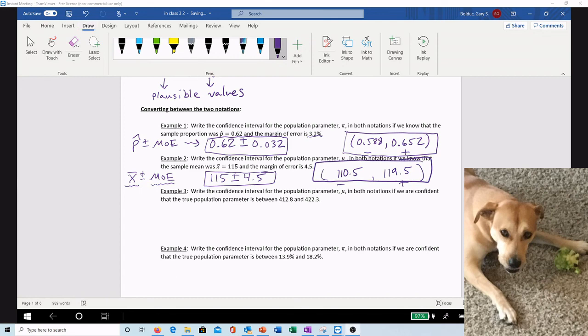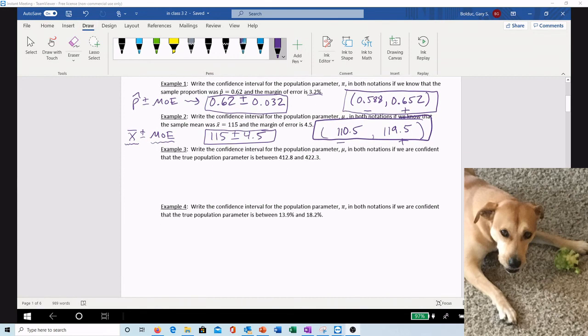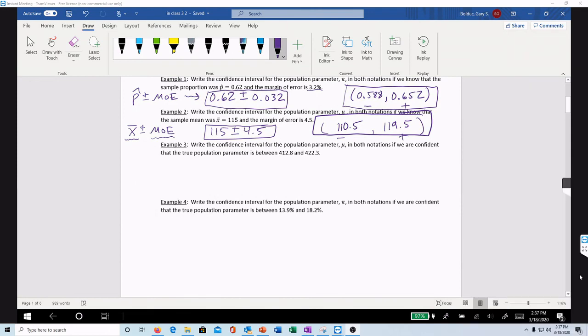So then example 3. Now in example 3 what we're doing is we're just going the opposite direction. So in this direction, they've actually given me the interval. They're telling me the population parameter, mu, so an average in this case, we don't know of what, but just 412.8 to 422.3. That's our list of plausible values. So from this, we have to extract from that x bar plus or minus the margin of error.